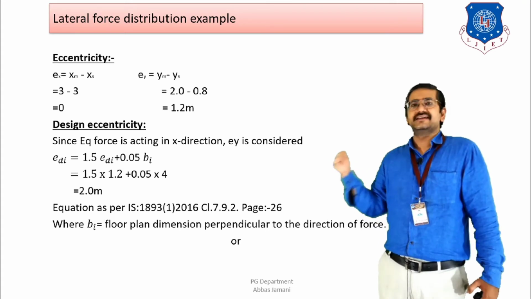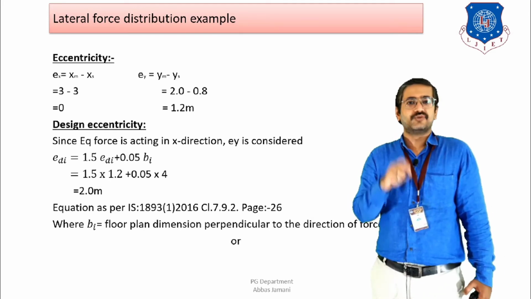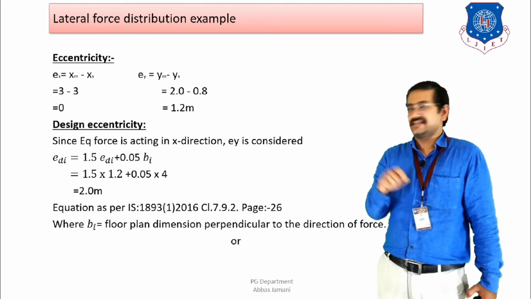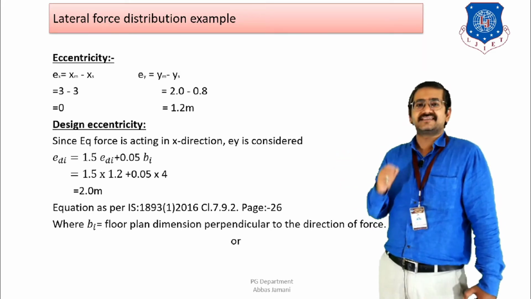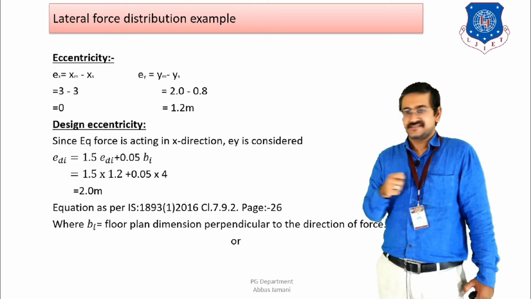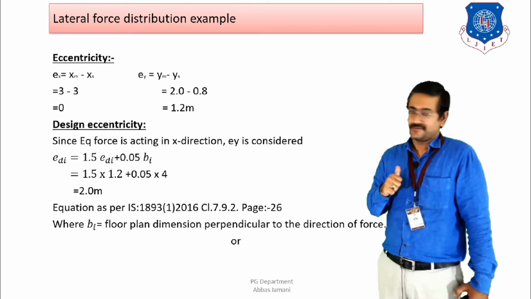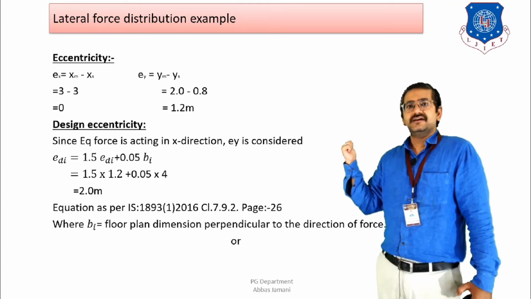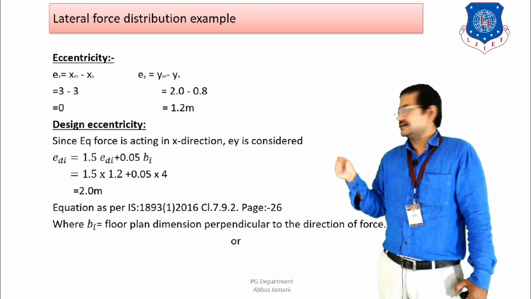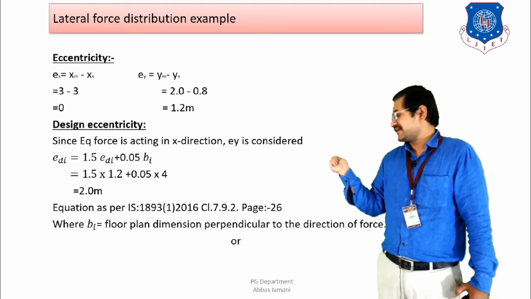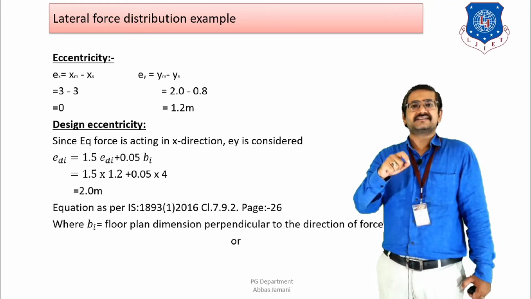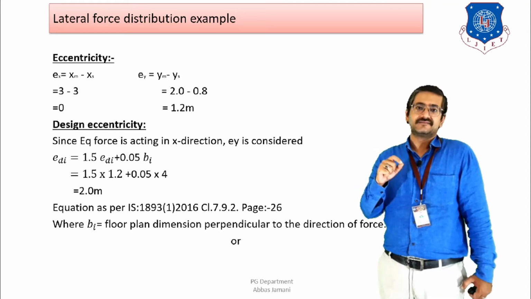So if I calculate the eccentricity, then again I have to calculate the eccentricity in both the directions, that is Ex and Ey, right? So the eccentricity in x direction, Ex is equal to xm minus xs, that is the x coordinate of mass minus the x coordinate of stiffness, that is 3 minus 3, which is going to be 0. And similarly, the eccentricity in y direction, Ey is equal to ym minus ys, that is equal to 3 minus 1.2 minus 0.8, that is equal to 1.2. So eccentricity in x direction is 0, eccentricity in y direction is 1.2.